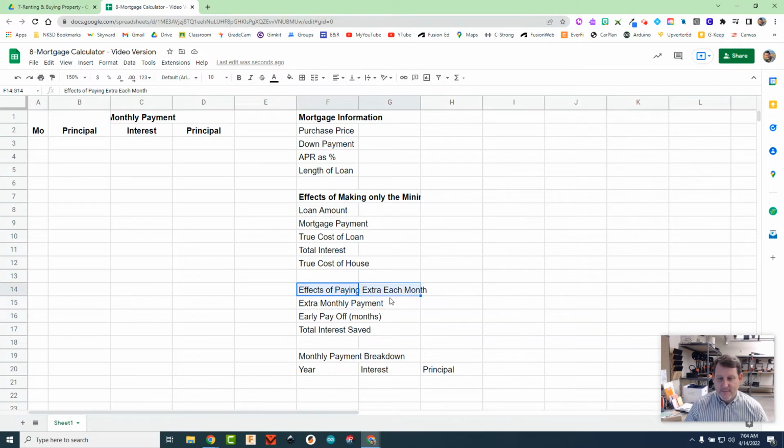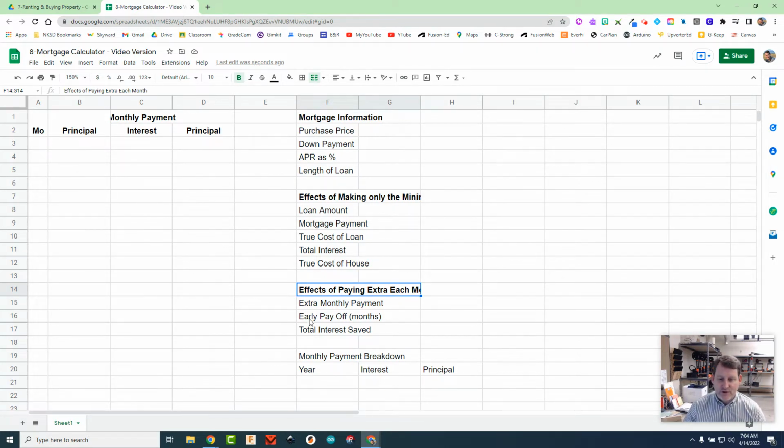The next table, I'm going to merge these first two together and bold those. Again, that's the heading. And this table is really going to focus on, hey, what if I make the choice to not just make the minimum payment every month, but to actually pay a little extra every month? So maybe every month I'm going to pay $50 extra. And that's where I can put extra monthly payment. I can put that number here.